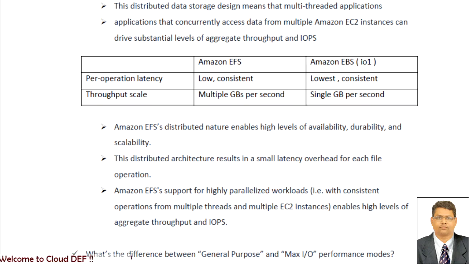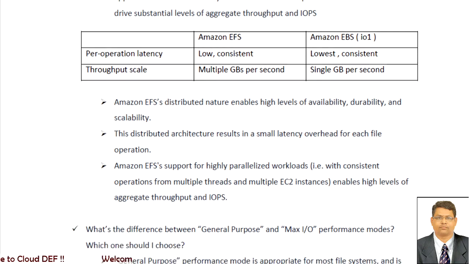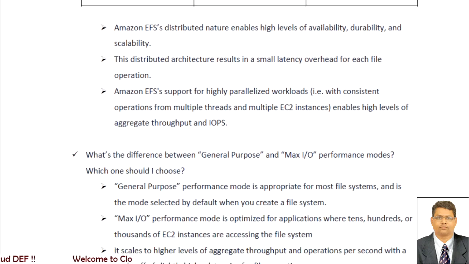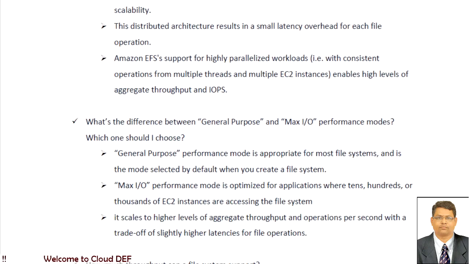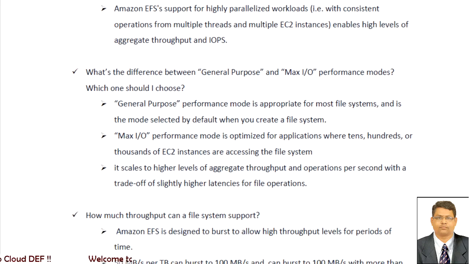Amazon EFS's distributed nature enables high levels of availability, durability, and scalability. This distributed architecture results in a small latency overhead for each file operation. Amazon EFS's support for highly parallelized workloads, i.e. with consistent operations from multiple threads and multiple EC2 instances, enables high levels of aggregate throughput and IOPS.